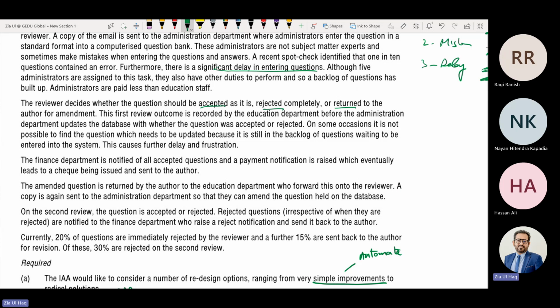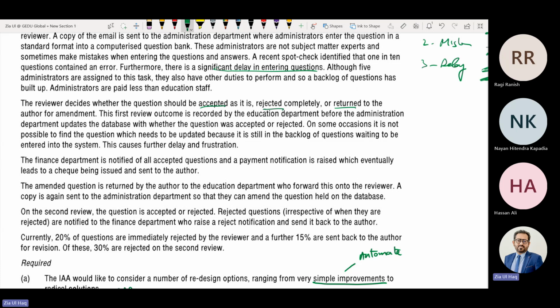The finance department is notified of all accepted questions and a payment notification is raised, which eventually leads to a check being issued and sent to the author. Whenever questions are accepted, the education department informs finance, they raise the check and send it to the author. This is your payment for the accepted question.